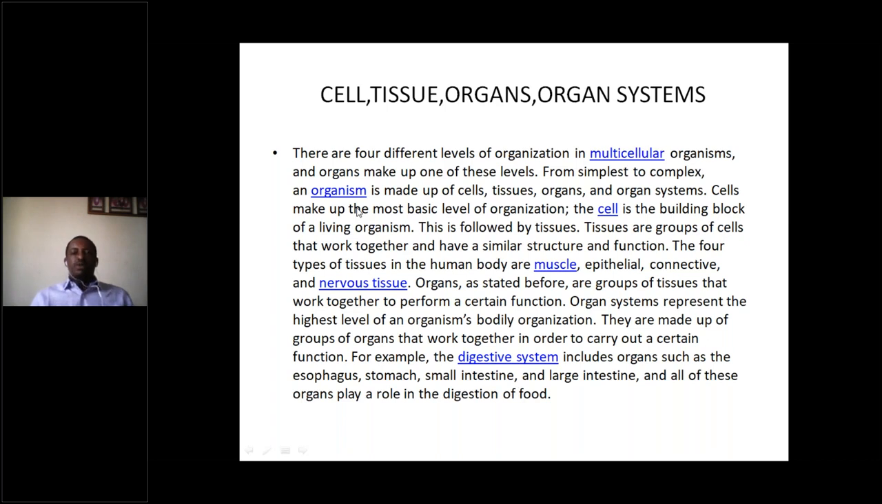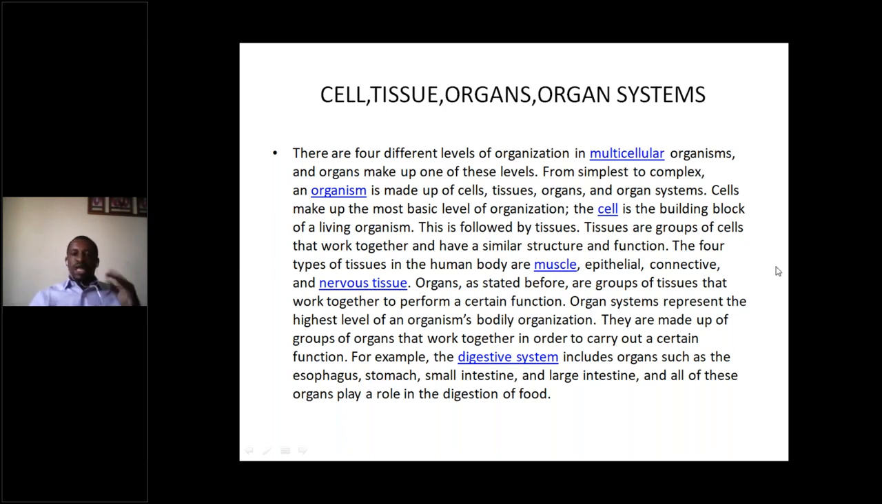An organ, as stated before, is a group of tissues working together to perform a certain function. Please take note of that. Organs perform certain functions. So when you have different organs working together, we can now call it an organ system. And that's the highest level of organization in the human body.